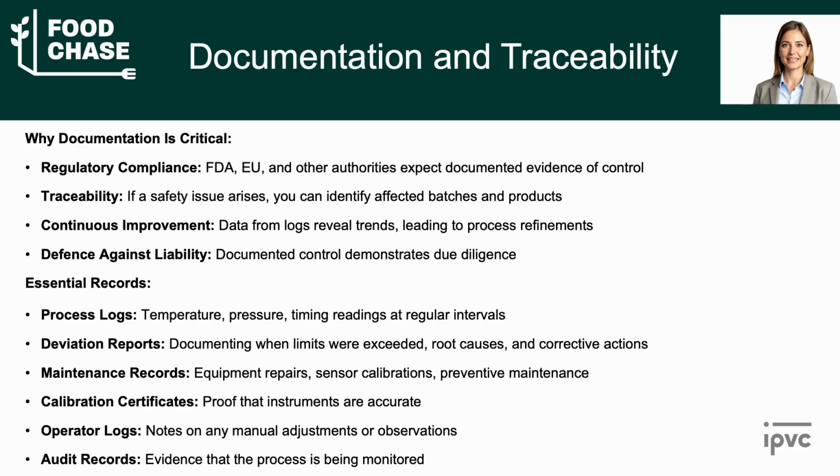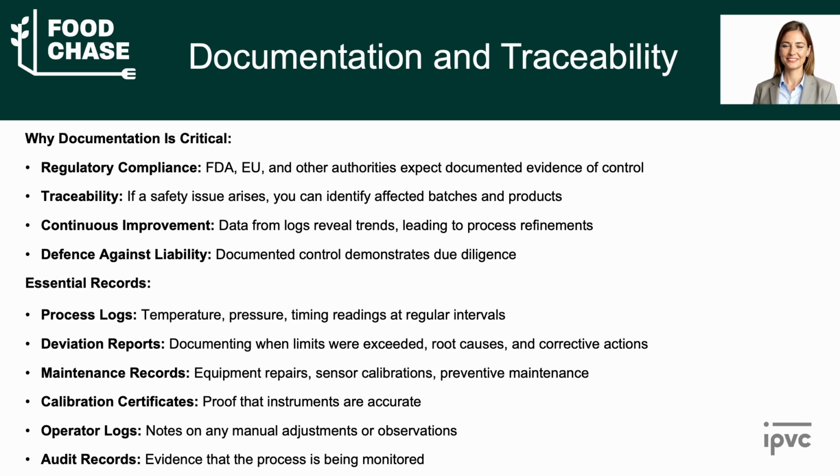Documentation might seem like paperwork, but it is absolutely essential. In food safety, you have probably heard the phrase, "If it is not documented, it did not happen." When a regulatory agency audits your facility, or if there is a recall investigation, your process logs are the only proof that you were controlling critical parameters. If you had a deviation and you corrected it, your deviation report and corrective action record show that you took appropriate action to protect consumers. Without documentation, even if you did everything right, you have no evidence.